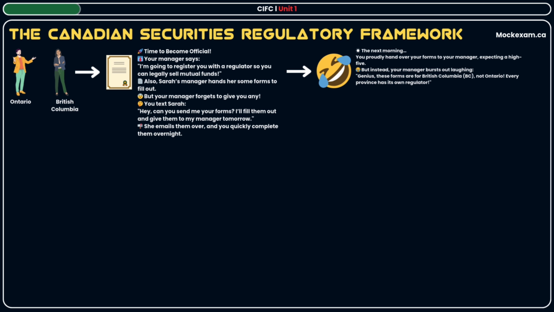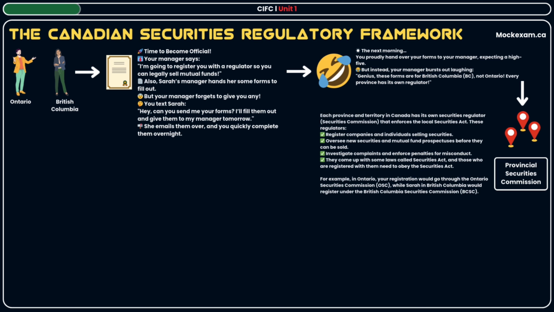That being said, we get to the Provincial Securities Commission. As I said, each province and territory in Canada has its own securities regulator, or the other name is Securities Commission. They enforce the local Securities Act. I will get to this Securities Act in just a few minutes.